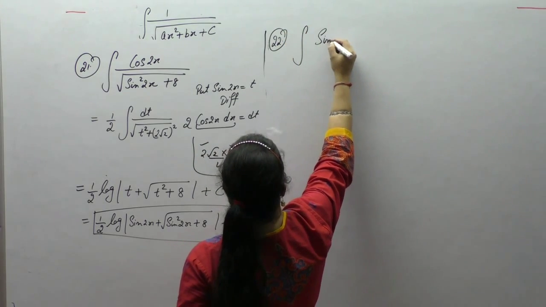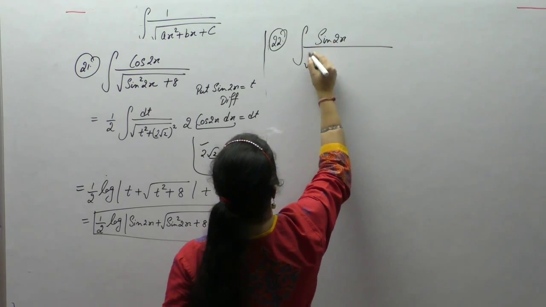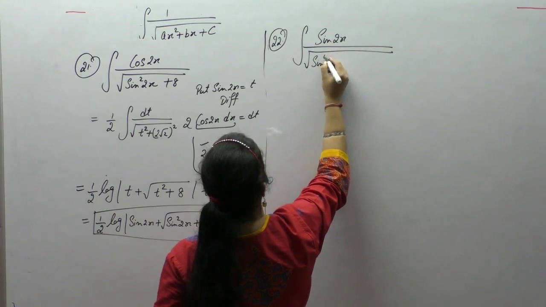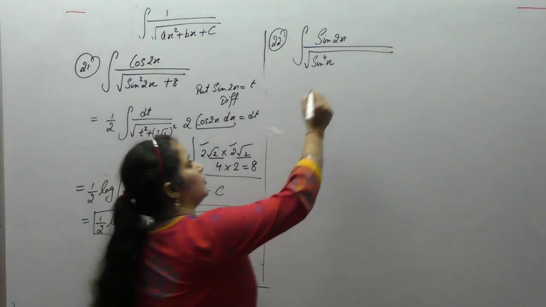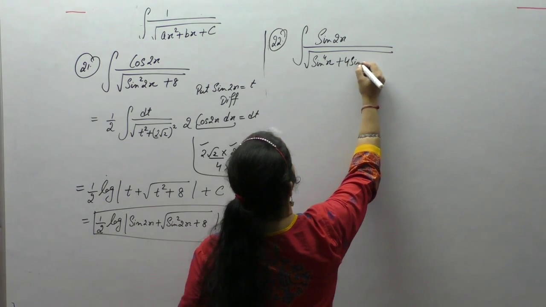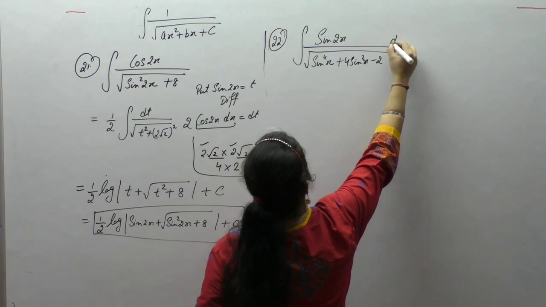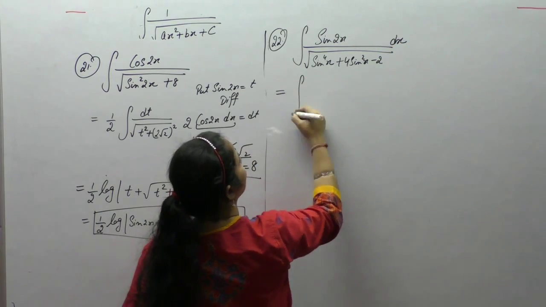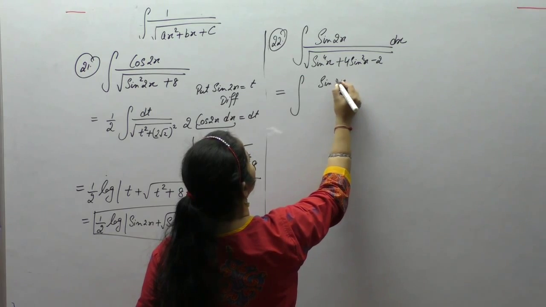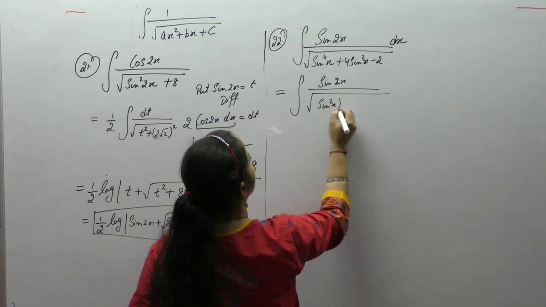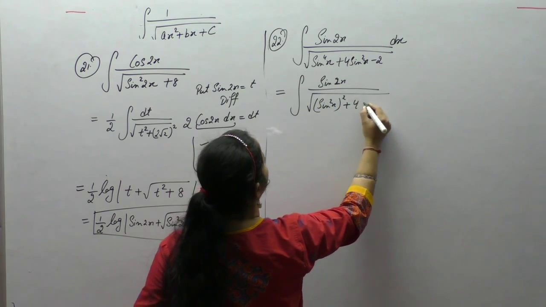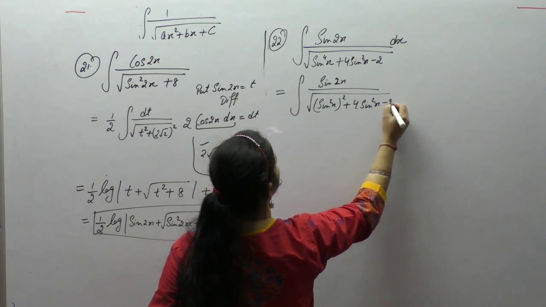Now next is the integral of sine 2x upon square root of sine power 4 x plus 4 sine square x minus 2. We can write sine power 4 x as sine square x whole square, plus 4 sine square x minus 2.